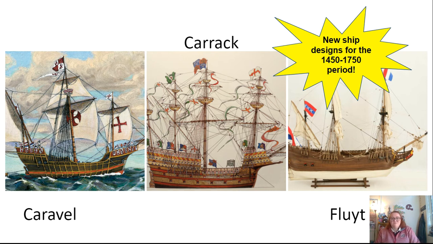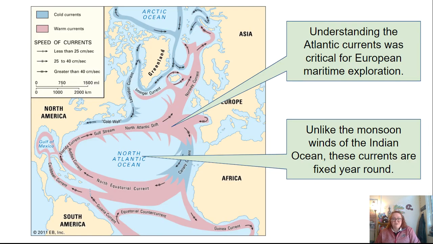You also had the caravel from the Spanish, you had the carack, and then you had this new thing come about, which was the fluyt. And that was a new ship that was designed during this period, and it was made to go those long distances. During this time, because they were still using the sails, right?